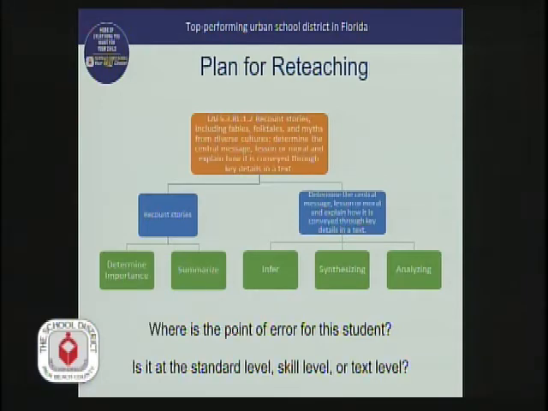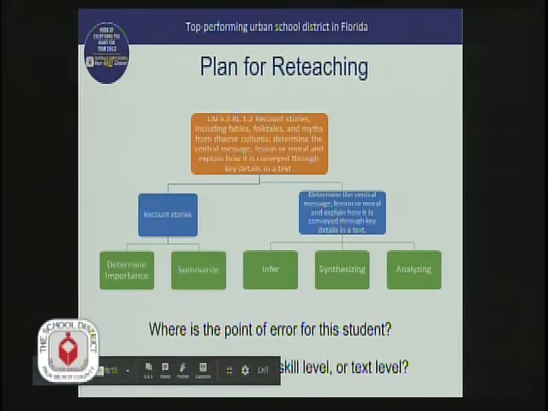Because you can reteach recounting all day long, and then you go to reassess it, and the kid bombs again because he was messing up over at analyzing. So that's the point where you really have to hone in on where the point of error is.